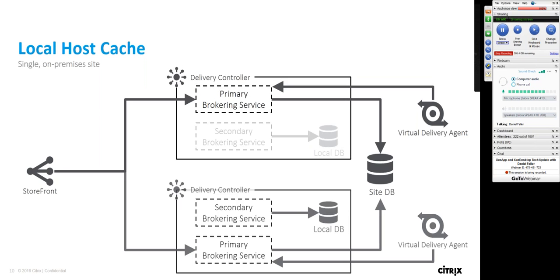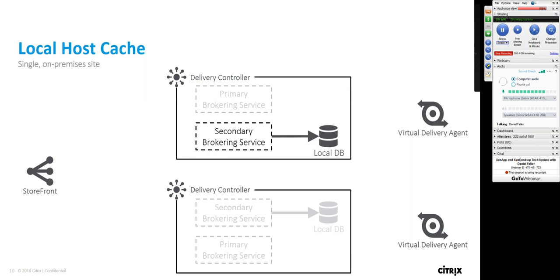So if you look at this in a single site, you're going to have multiple delivery controllers, and like I said, they're all going to have a secondary brokering service and a local SQL Express database that they're all going to manage. So if the main SQL database fails, there's an election that happens and only one delivery controller will take over, and it's an alphabetical election. So if you call them server 1, server 2, and server 3, server 1 is going to win. And then again, all the VDAs re-register with that one secondary brokering service.